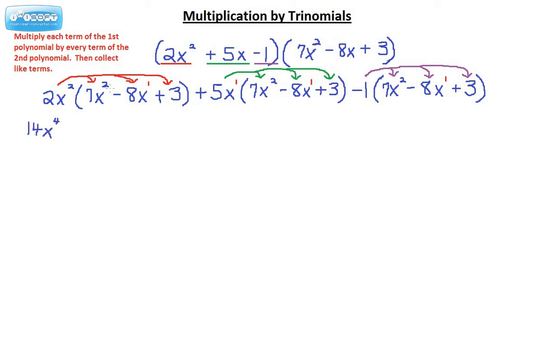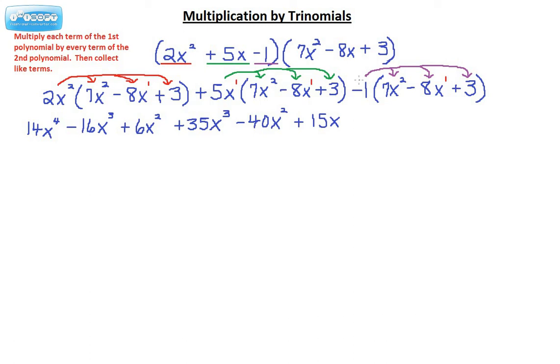2x squared times 7x squared is 14x to the fourth. 2x squared times negative 8x is negative 16x to the third. 2x squared times 3 is 6x squared. Now let's multiply our second term by the second parentheses. 5x times 7x squared is 35x to the third. 5x times negative 8x is negative 40x squared. 5x times 3 is 15x.